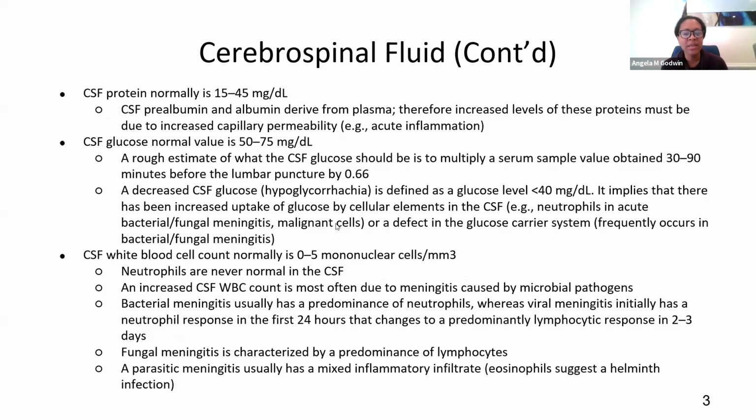So protein normally in cerebrospinal fluid is between 15 to 45, coming from the plasma, so you're going to see prealbumin as well as albumin. If you're seeing more than 45, normally you're thinking there is some sort of acute inflammation happening due to, we talked about this the first day of this class, that permeability happening within the vessels. So if protein is greater than 45 when you do the CSF, again, you're thinking more of that inflammatory process.